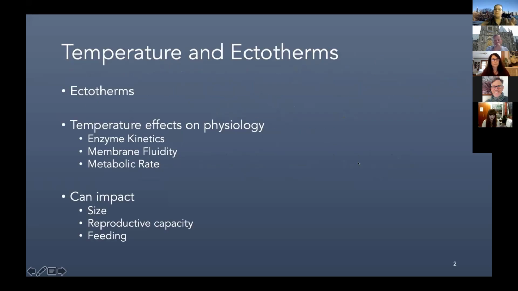So temperature is really important for ectotherms. As many of you probably know, temperature affects a lot of aspects of physiology, including enzyme kinetics. So at higher temperatures, you have greater reactivity of enzymes and things like that. It also affects membrane fluidity, which can affect how things are going across membranes in the cells. And of course, it affects metabolic rate, which ties back into the enzyme kinetics as well.